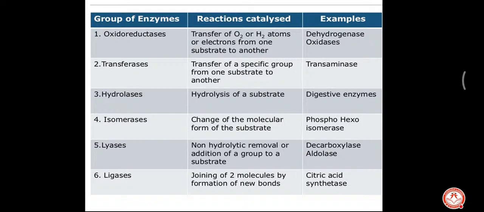Classification of enzymes. Enzymes are classified into 6 different categories. These are oxidoreductase, that is, transfer of oxygen and hydrogen atoms or electrons from one substrate to another. Examples are dehydrogenase, oxidase. Then transferase, transfer of a specific group from one substrate to another. Hydrolase, hydrolysis of a substrate occurs, for example digestive enzymes. Isomerase changes the molecular form of a substrate into its isomer, for example phosphohexoisomerase. This enzyme converts glucose 6-phosphate to its isomer fructose 6-phosphate.